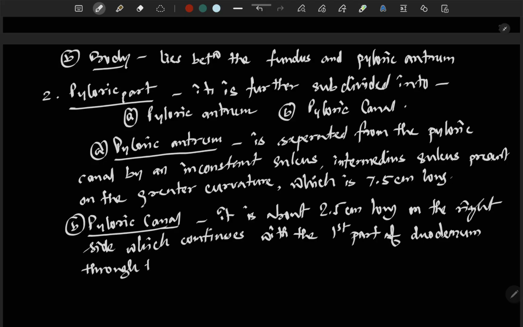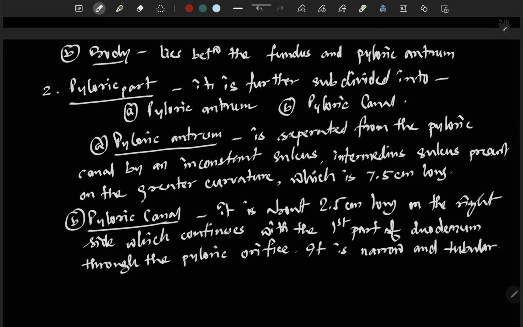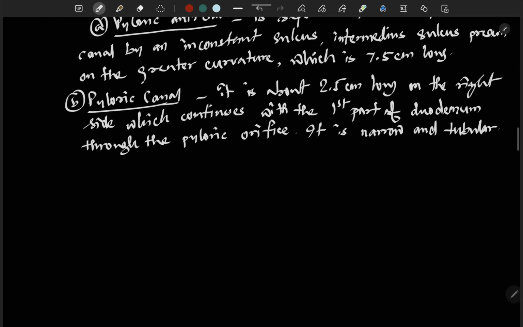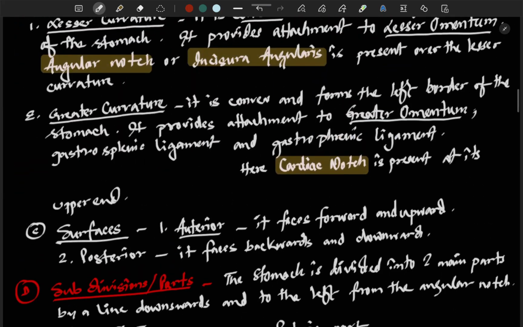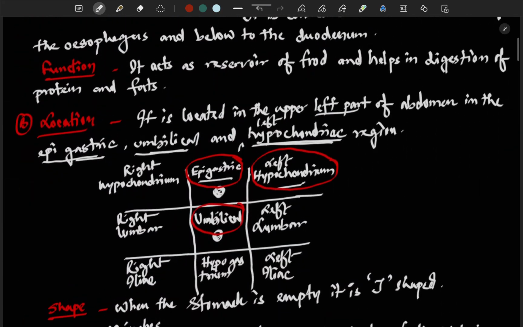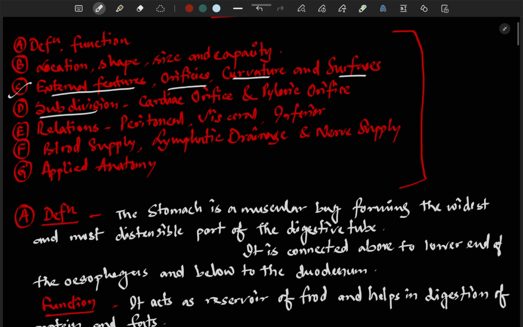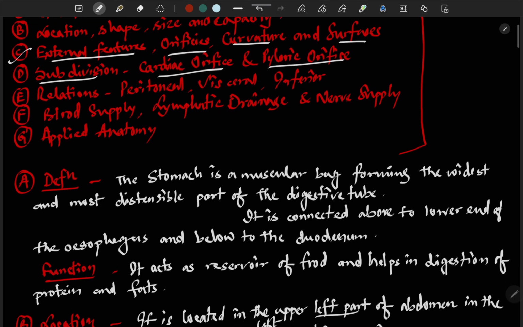through the pyloric orifice. It is narrow and tubular. So these are the subdivisions or parts. Okay, subdivision of part, the cardiac orifice and pyloric orifice.